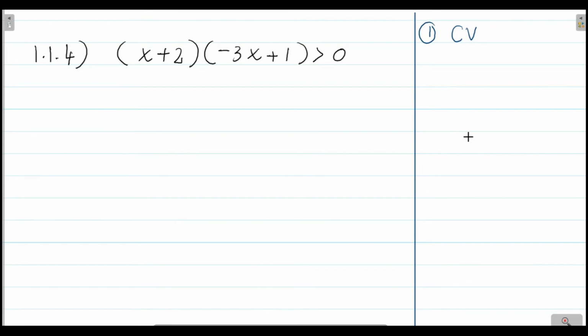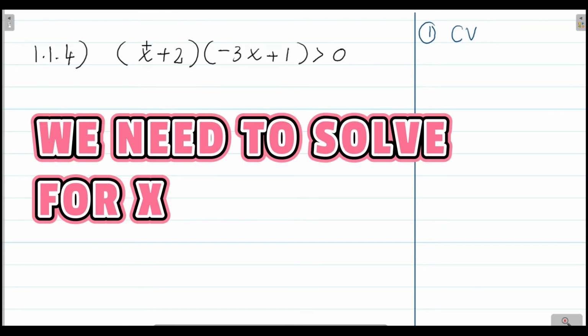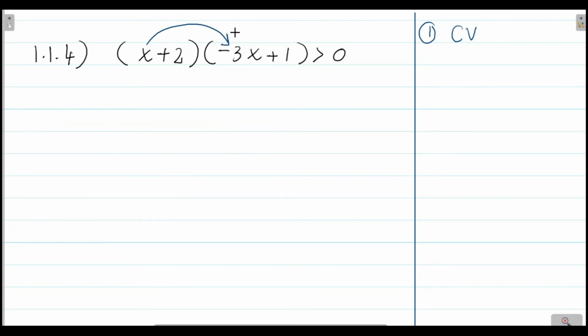Let us start off by finding the critical values. How can we find the critical values? Let us get rid of these brackets. So x multiplied by negative 3x is equal to negative 3x squared. Then x multiplied by positive 1 is positive x. Positive 2 multiplied by negative 3x is negative 6x. And positive 2 multiplied by positive 1 is positive 2, and this is greater than 0.